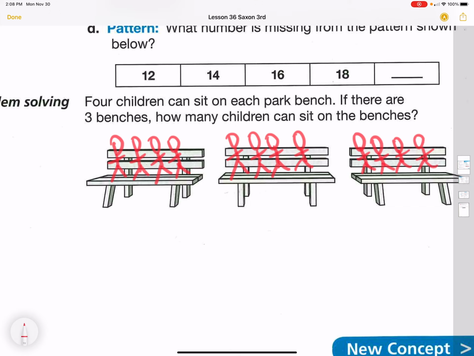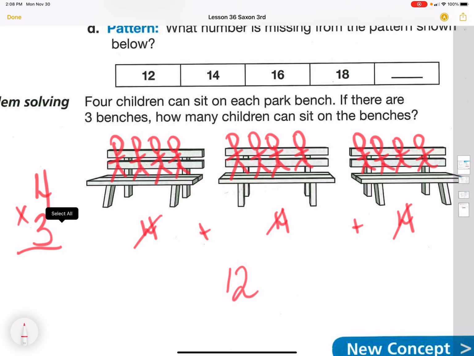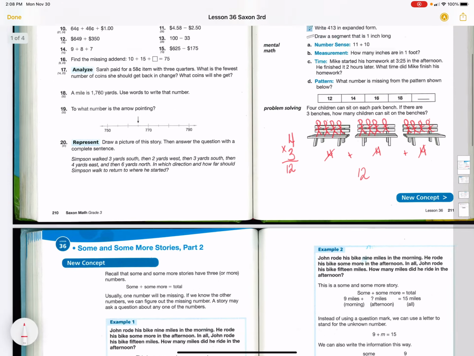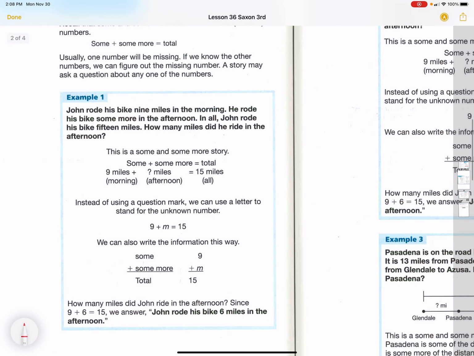Okay. So if you have four here, and four here, we can add those all together. We can count the people that I've drawn, or this is the same as having four, three times. Four times three. Any way you do this problem, you should get the same answer. So four and four is eight, plus four is 12. Four times three is 12. One, two, three, four, five, six, seven, eight, nine, 10, 11, 12. So just keep an eye out for those multiplication problems. You're going to be seeing more of those.